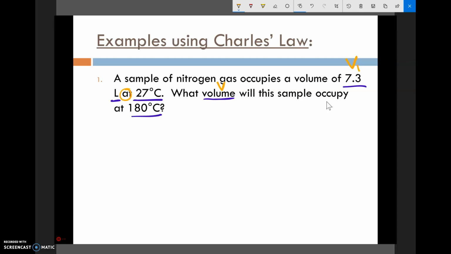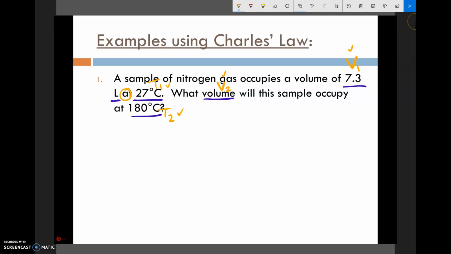Notice how it says "at" here, which means this, which is degrees Celsius, is going to be temperature, and has to be a T1 because these two correlate, the 7.3 liters and the 27 degrees Celsius. Which means that the second volume needs to be V2, and it correlates with this 180 degrees Celsius, which is a second temperature. Now that we have our variables outlined, we see that we have 2 volumes and 2 temperatures. So we can safely say this is Charles' law because there are 4 variables, 2 volumes and 2 temperatures.